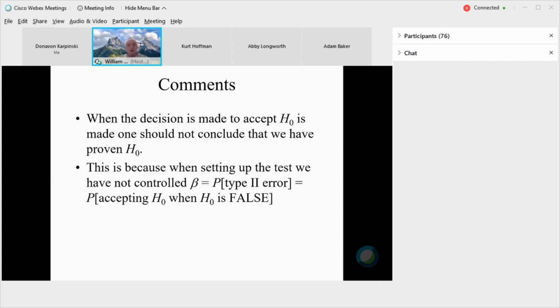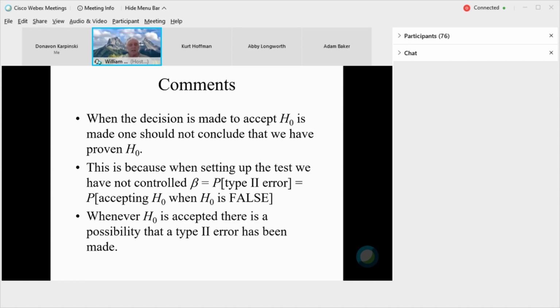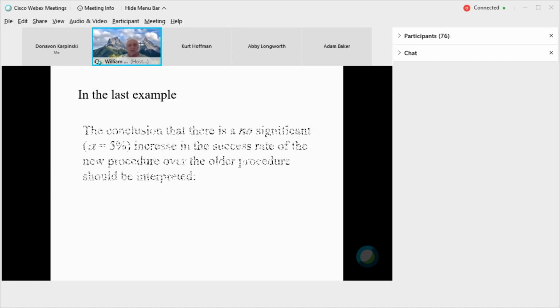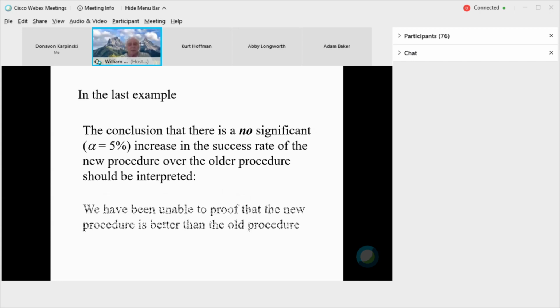This is because the probability of a type 2 error could be quite high. Accepting H naught when it's false. If you accept H naught, you could have made a type 2 error. That could be quite high, and that should actually be calculated in order to qualify your decision to accept H naught. So in this example, there's no significant increase in the success rate over the older procedure. You haven't been able to prove the new procedure is definitely better than the older procedure. So maybe at this point we'll end.